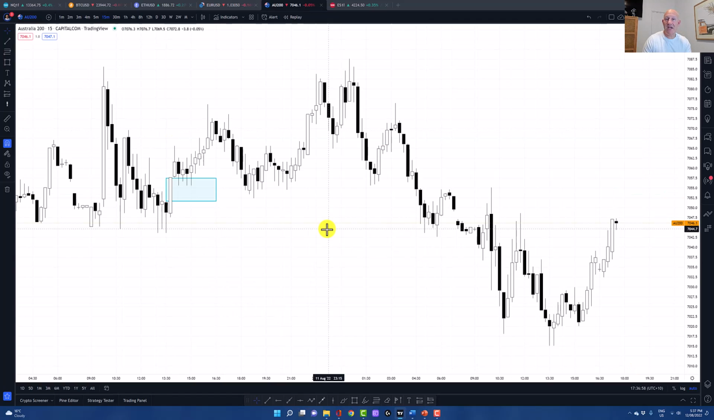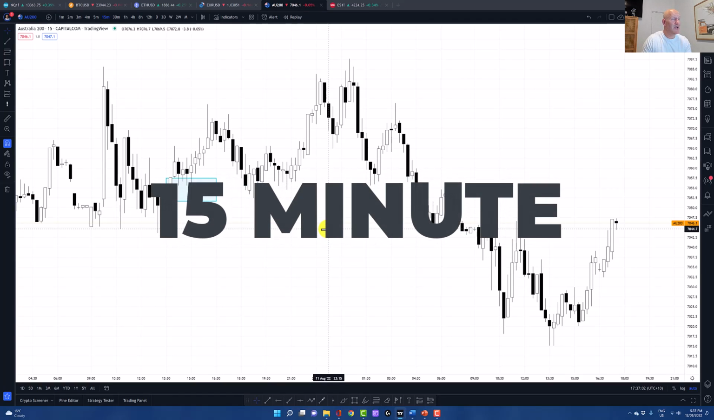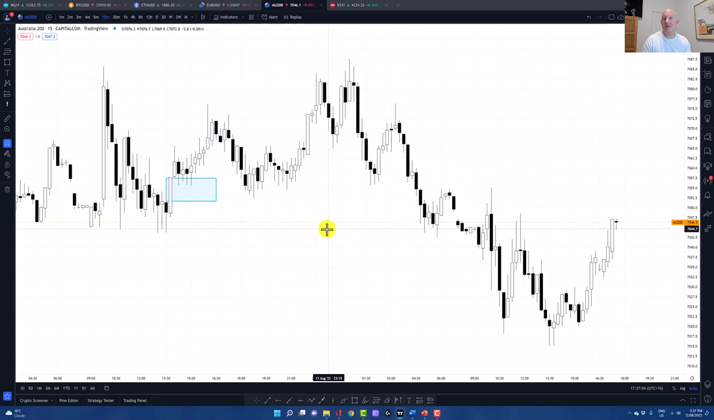So if we zoom down even lower now, we're looking at a 15-minute chart, and we're looking at the Australia 200. So it's our equivalent of the S&P 500 here in Australia. So you can see we have a bullish fair value gap set up here, our 3-candle formation, 1, 2, and 3, and our bullish fair value gap is formed between the high of that first candle and the low of the third candle. And again, you can see how price trades into it before it trades away.